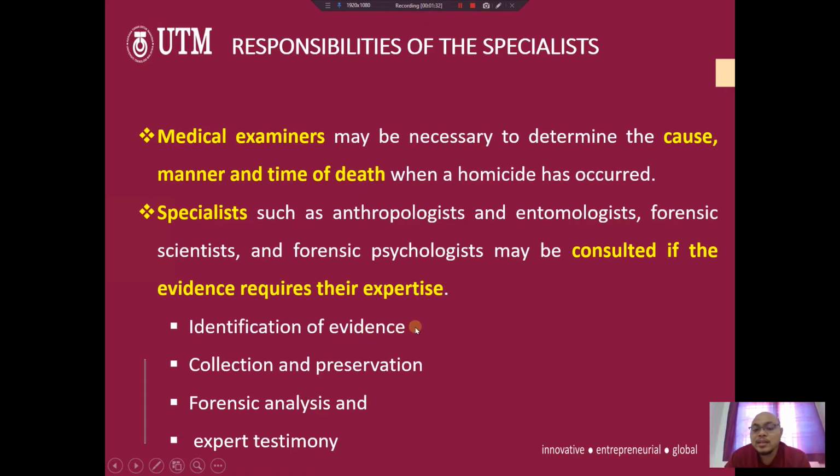First, identification of evidence, since the evidence may require the expertise of a specialist. Collection and preservation require expertise as there are some conditions required, for example, biological evidence also needs special preservation. For forensic analysis, for special types of evidence, we require the specialist. For expert testimony, there is nothing better compared to specialist testimony.